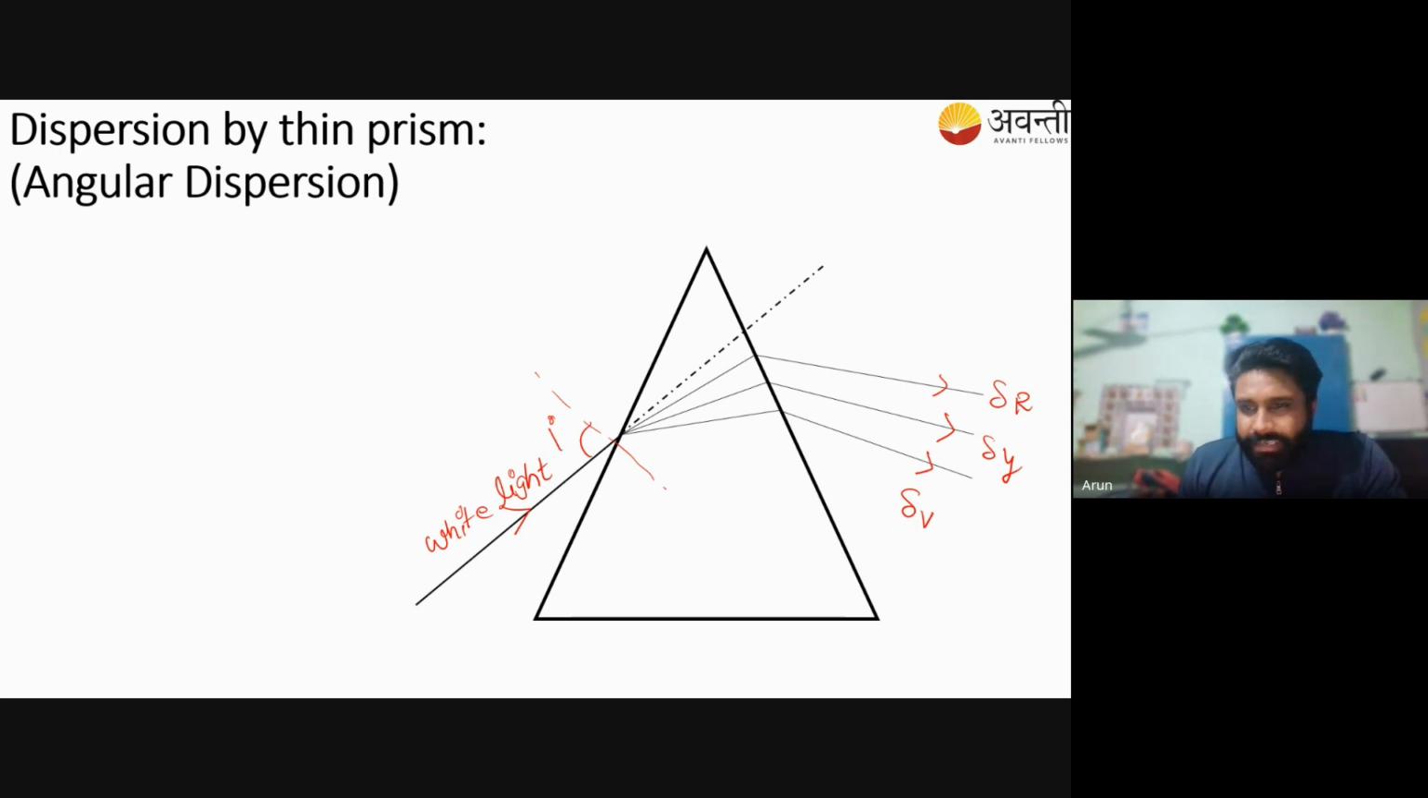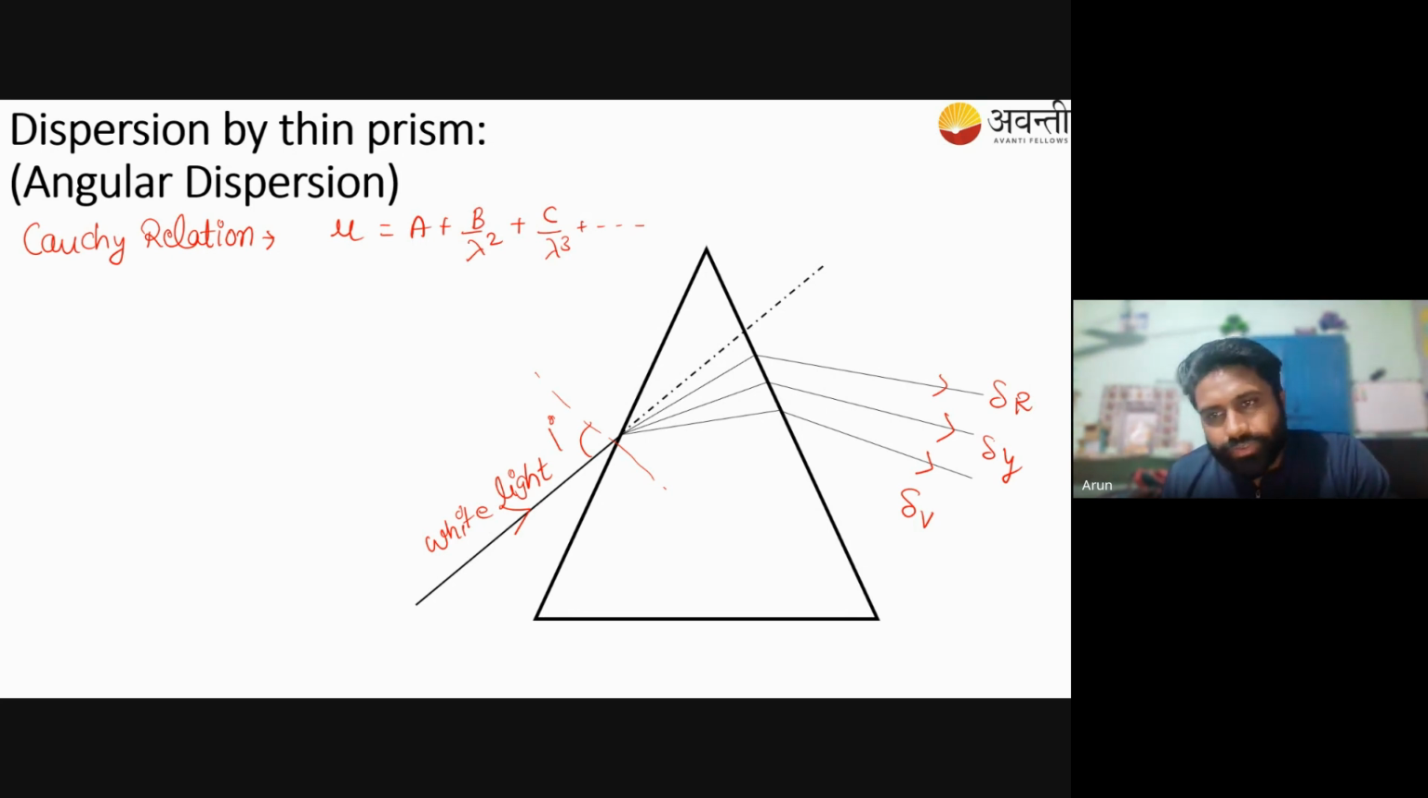We have a very beautiful formula, or you can say a relation, which is known as the Cauchy formula or Cauchy relation. What is that? Cauchy relation tells us that the refractive index of any material depends on the wavelength by this relation, and so on. This formula has no use in terms of numerical input, so don't worry about it. We are only interested in the conclusion of it. And what is the conclusion? That mu is inversely proportional to lambda.